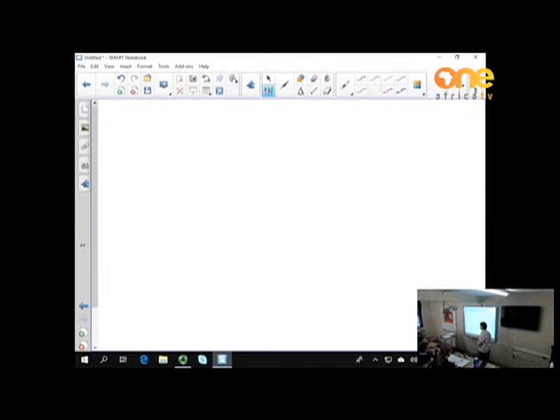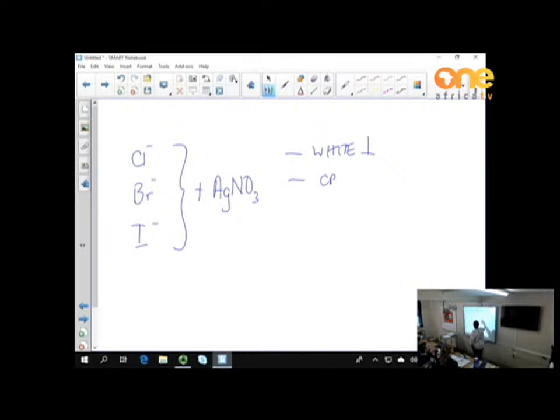Last period we had a look at the test for chloride, bromide, and iodide. Just to recap very shortly, because this is very important, we add silver nitrate. In each of them, we get a white precipitate, a cream precipitate, and a yellow. But you saw that they are very difficult to distinguish.